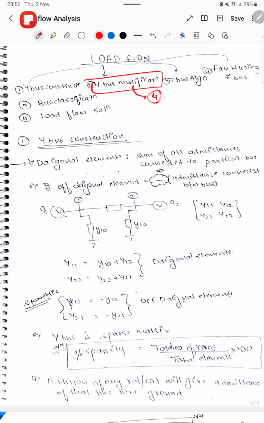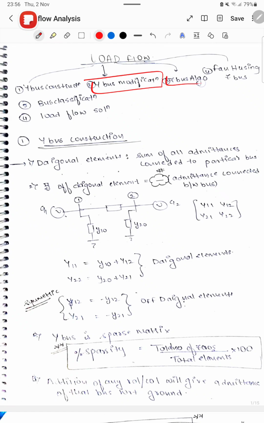In that also we'll talk about 4 cases. Starting, first one would be addition of a transmission line between two buses. Second would be removal of a transmission line. Third would be doing shunt compensation. And fourth one would be series compensation. So that we'll do in Ybus modification.